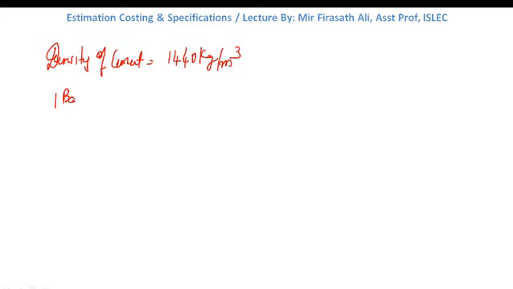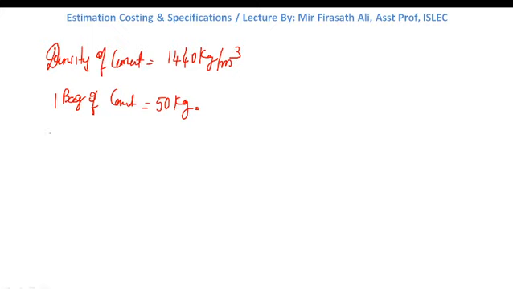More details about cement: as we have seen, the density of cement is around 1440 kg per meter cube. One bag of cement is of 50 kg. Okay, one bag of cement is of 50 kg.